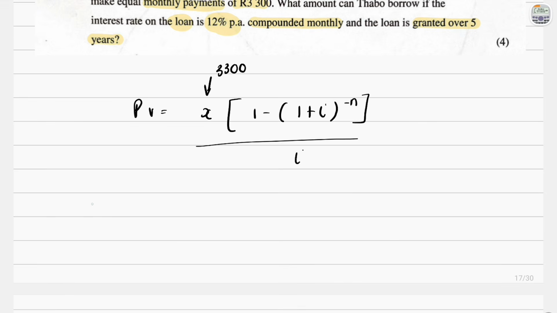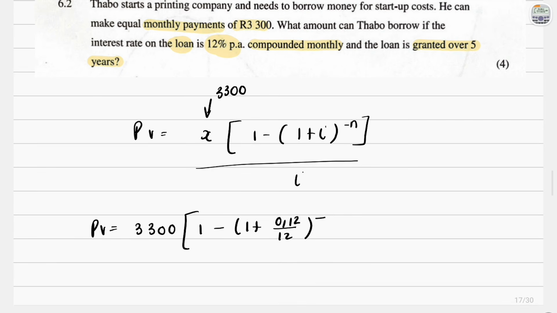We're looking for the amount he must borrow, the loan. So it's equal to 3,300, and we say 1 minus (1 plus the interest, which is 12% compounded monthly, so 0.12 over 12) raised to the power of negative. Now remember, this loan goes for 5 years.